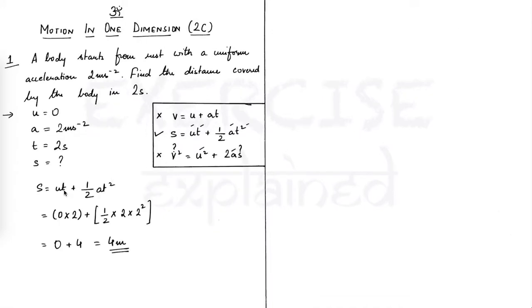So s is equal to ut plus half at square. That gives me 0 into t, because u is 0, t is 2. So 0 into 2 plus half into a, which is 2, into t square, which is 2 square. So I get 0 plus 4, that gives me 4 meter. So this is the way we actually decide which equation to use.